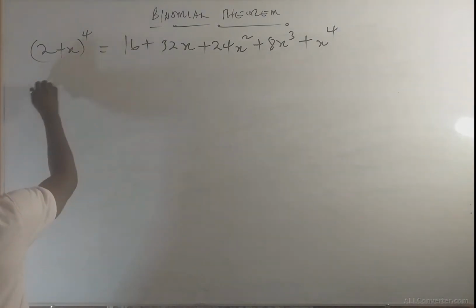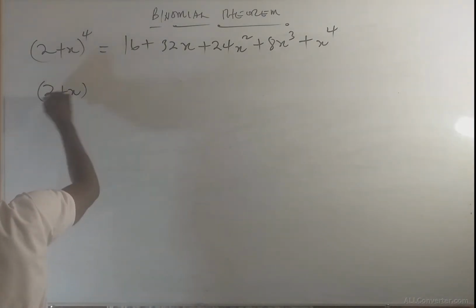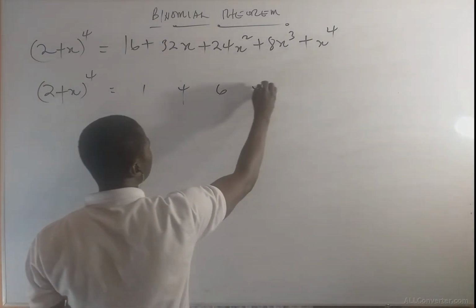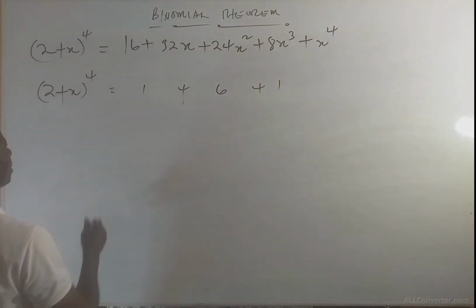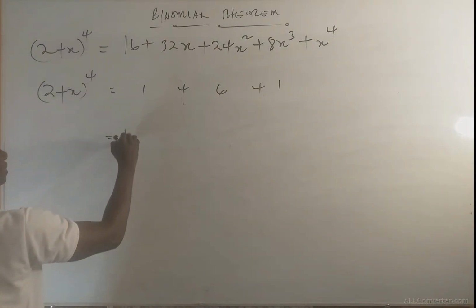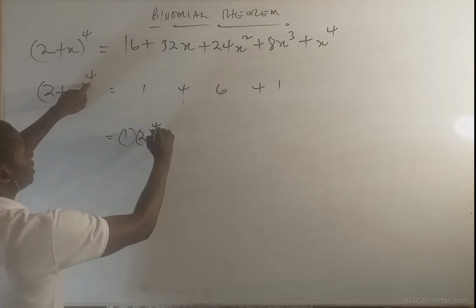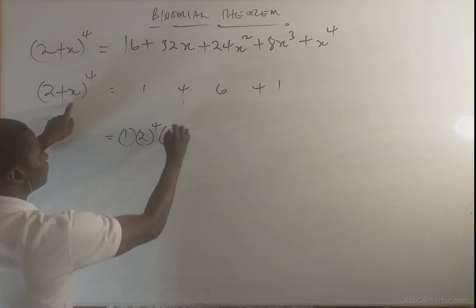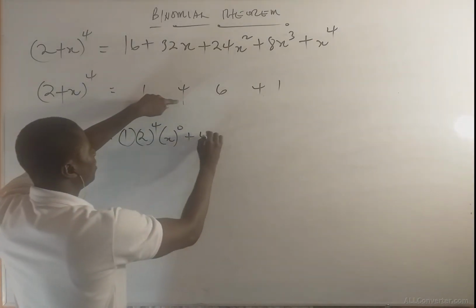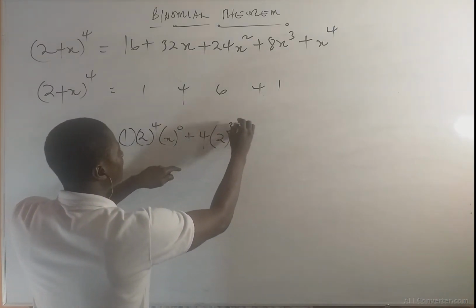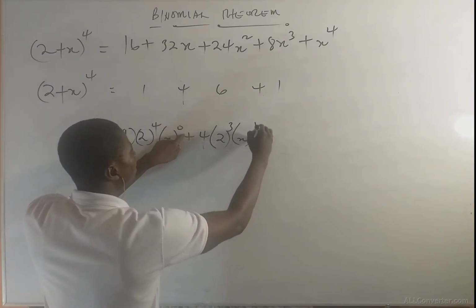Now, don't forget that for (2 + x)^4, the constant coefficients are 1, 4, 6, 4, 1. So using these coefficients, we start with the 1. Then 2 will start with the highest exponent 4, and our x will start from 0, if you remember. Then we are on the next term, 4. Then 2 will decrease from 4 to 3, and x will increase from 0 to 1.